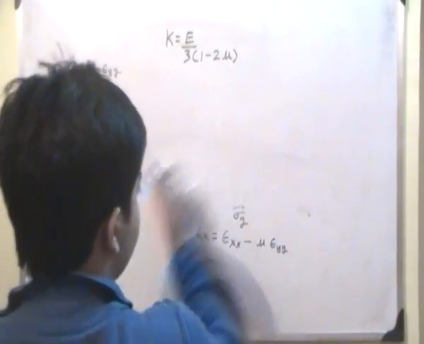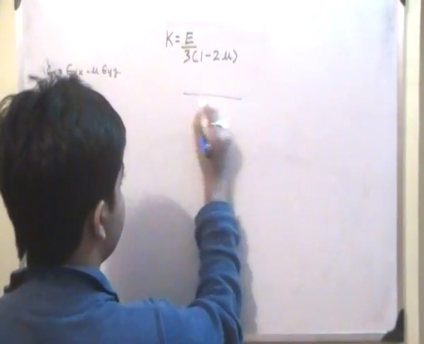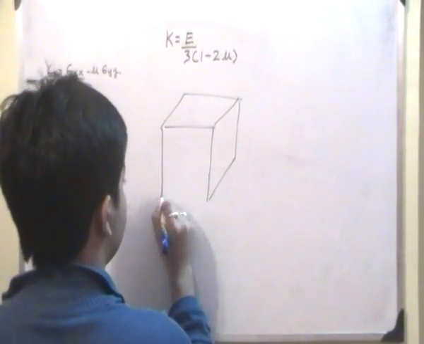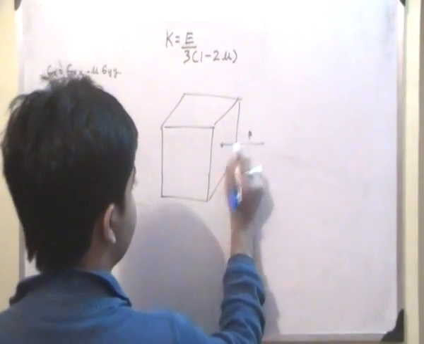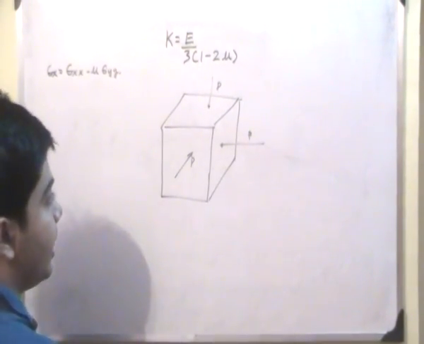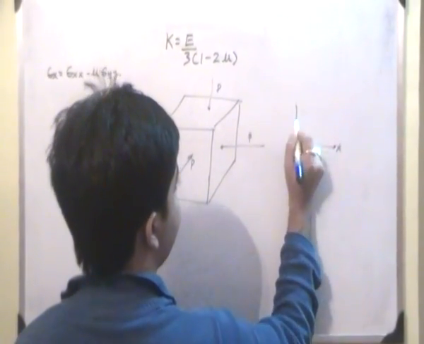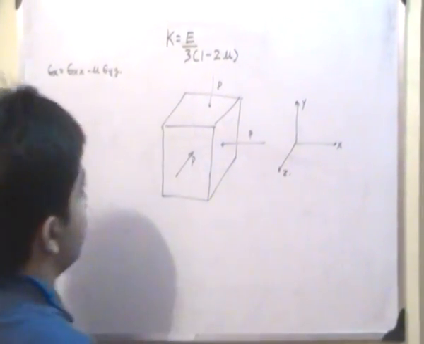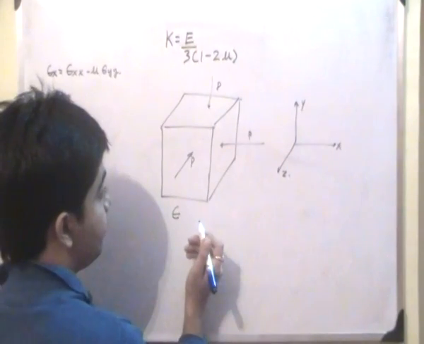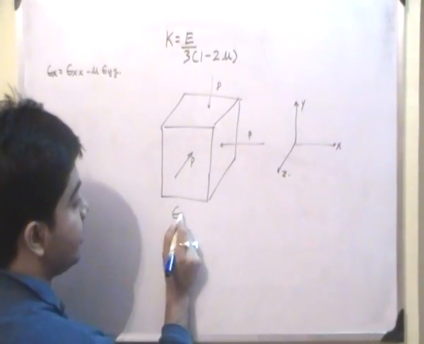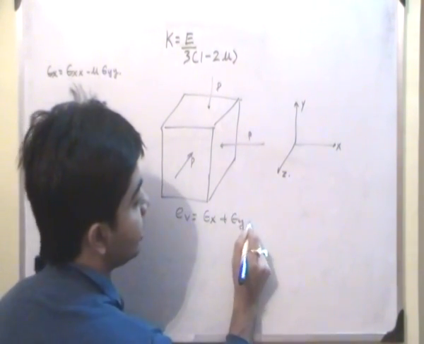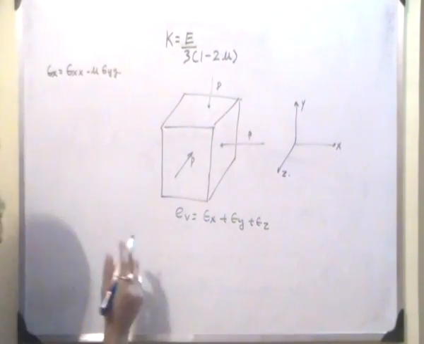Now let us take this body. This body is subjected to forces from all sides. Suppose it is subjected to P force from this side, P force from this side, P force from this side, and also from the other three sides. If my coordinate axes are like this, x, this is y, this is z, and I want to find the strain, then the volumetric strain, or I should say EV, is nothing but epsilon x plus epsilon y plus epsilon z. And each of these will have three components again.